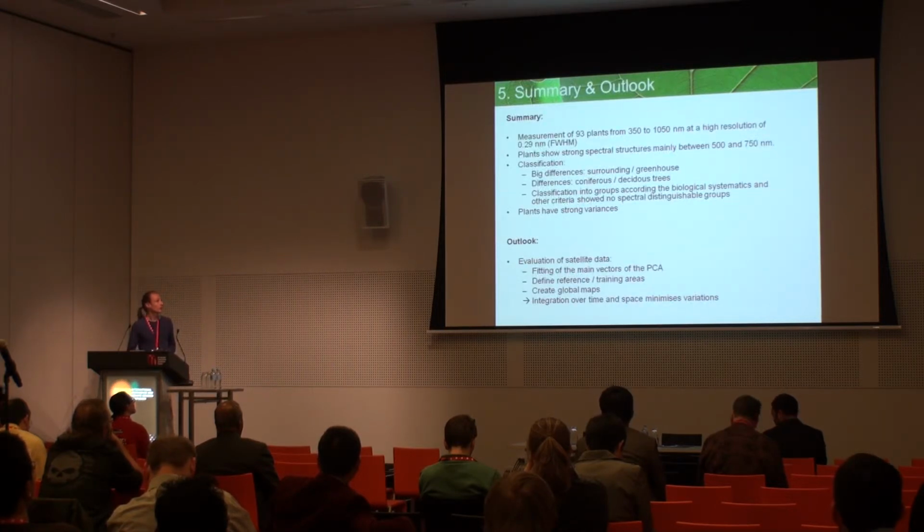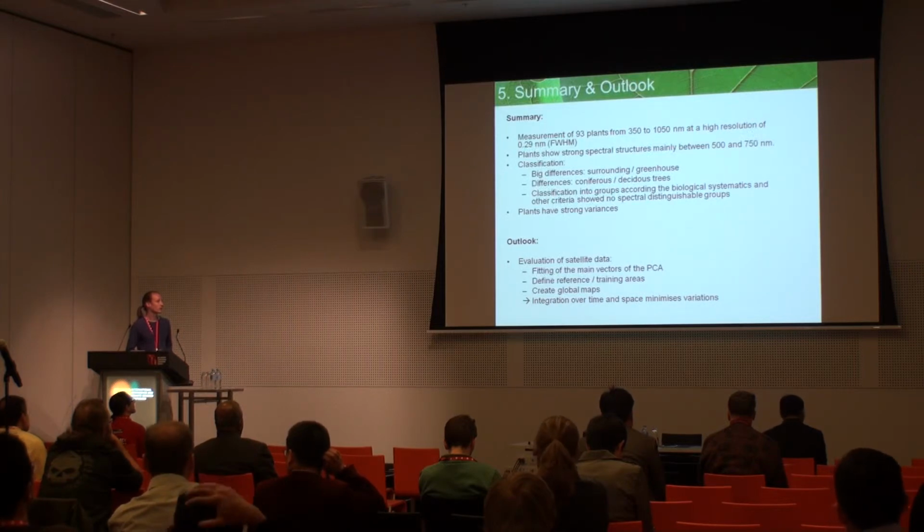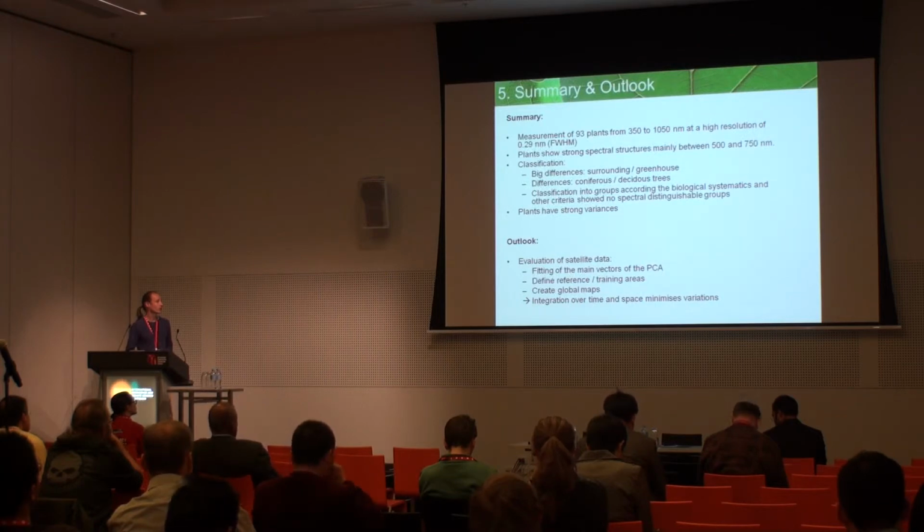Some summary. We measured 93 plants, very high resolution, and the biggest differences we found were from the surrounding and the greenhouse, from where they come from, but not for which species they are.